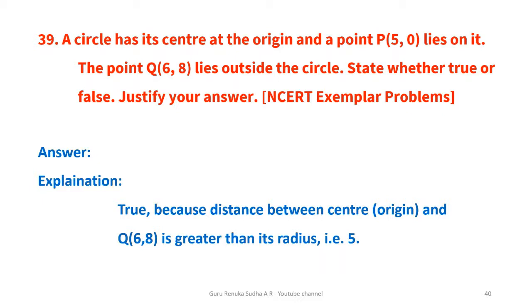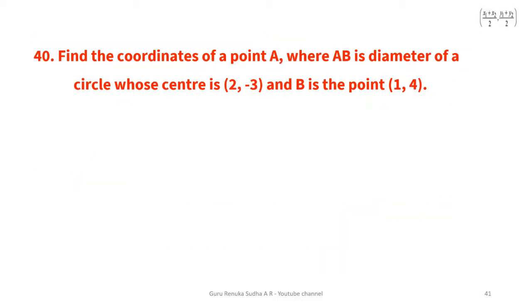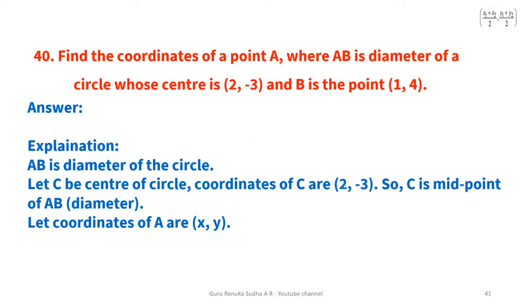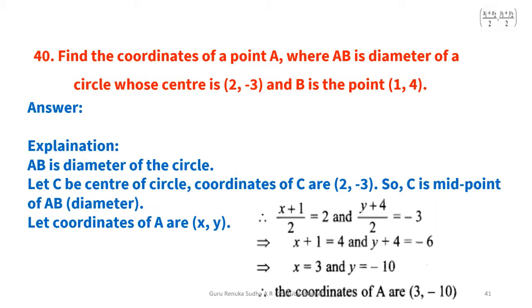40th. Find the coordinates of the point A, where AB is the diameter of a circle whose center is (2, -3) and B is the point (1, 4). Answer. Here AB is the diameter of the circle and the center C has coordinates (2, -3). So C will become the midpoint of the diameter. Let the coordinates of A be (x, y). Then by using the midpoint formula, you can easily calculate that.